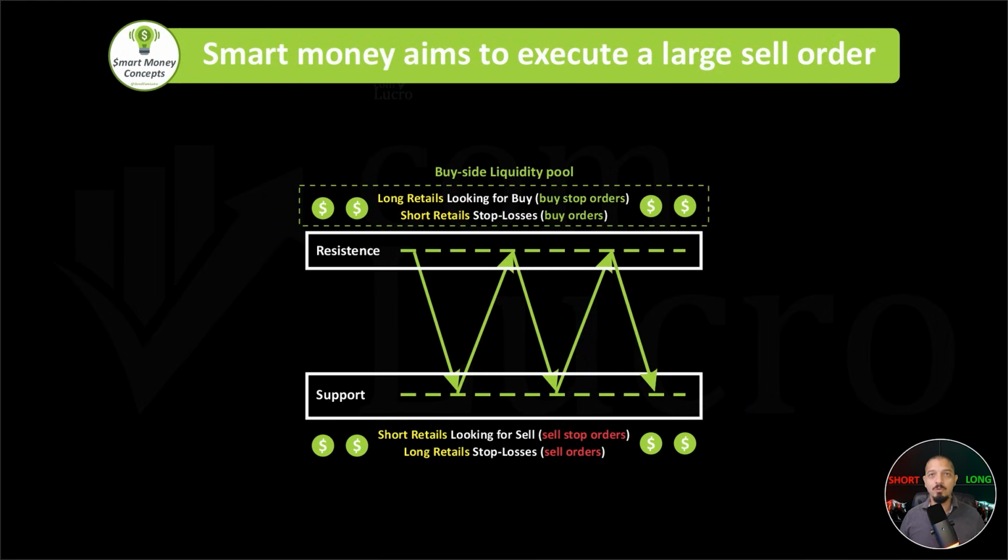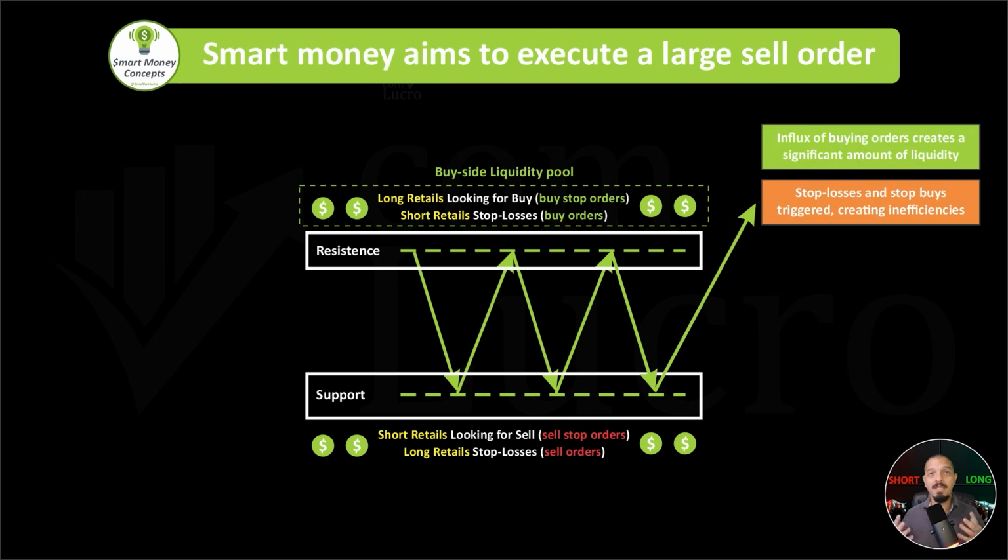To understand this more clearly, let's consider the scenario where smart money aims to execute a large sell order. As the price moves upward towards the buy-side liquidity, it breaks through the resistance level. This action triggers the stop losses of retail traders who had open short positions near the resistance, causing them to execute buy orders to cover their losses. Simultaneously, it activates the buy stop orders of traders who were looking to buy as the price breaks through the resistance. This influx of buying orders creates a significant amount of liquidity in the market.